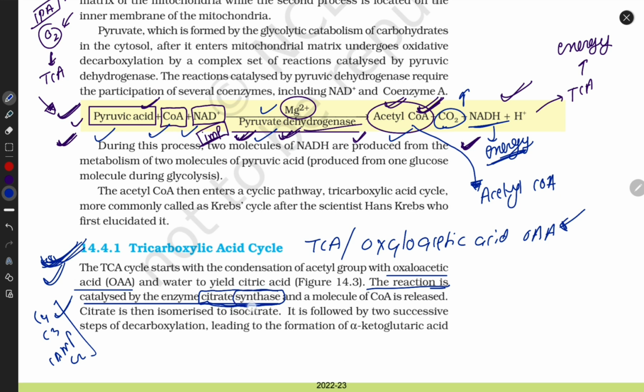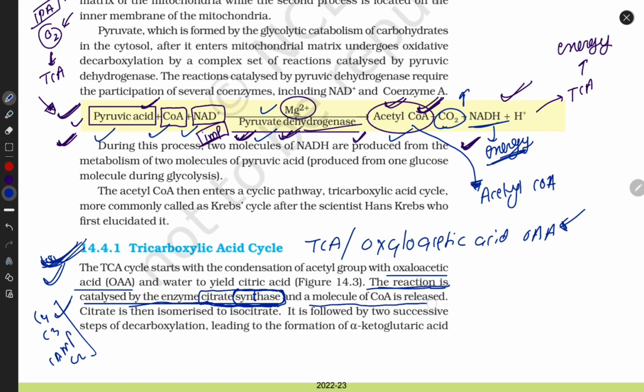Synthase means here no ATP is required. If I use synthetase, it means ATP is required. If I add an extra T, it means ATP is required. If I don't use the extra T, it's the normal term. If we use the extra T, it means they require ATP. This enzyme does not require this kind of molecule. So the reaction is catalyzed by the enzyme citrate synthase. I repeat, at least 3 times, guys.